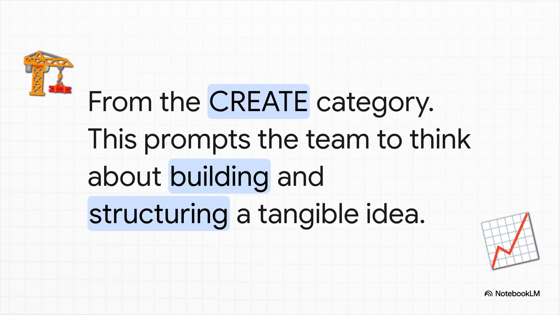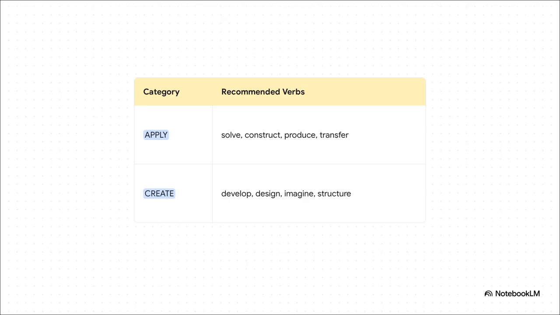So the bottom line here is you've got to choose your verbs wisely. If you want to generate the most innovative, forward-thinking ideas, you really need to focus on verbs from these apply and create categories, words like solve, produce, design, and of course, imagine.